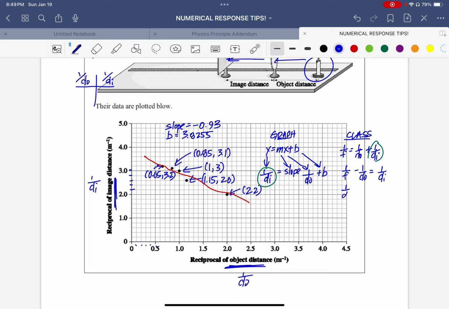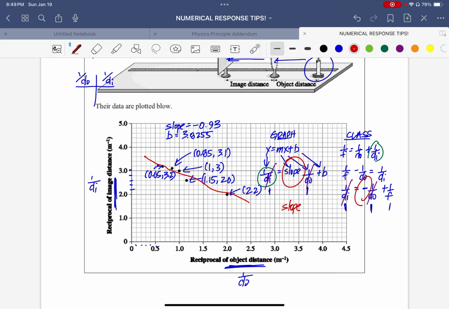Let's change the order of that a little bit. 1 over di is equal to, I'm going to say negative 1 over do plus 1 over f, just so that it's all in the same order as we have over here. 1 over di, 1 over do, and then something else. All right, let's cross off 1 over di because it's in both, 1 over do because it's in both. We're left with the slope is equal to negative 1.